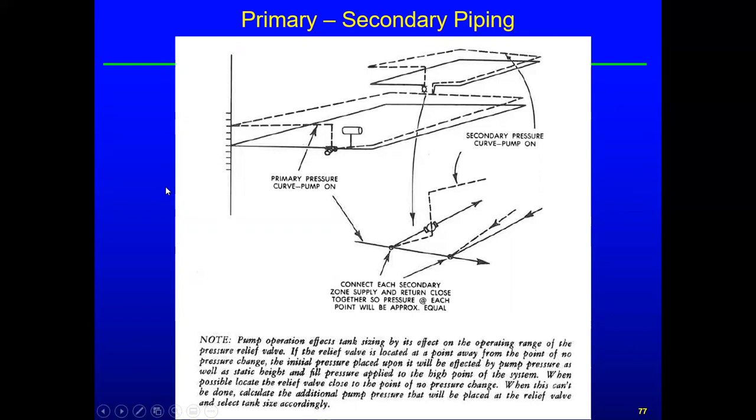If the relief valve is located at a point away from the point of no pressure change, the initial pressure placed upon it will be affected by pump pressure, as well as static height and fill pressure applied at the high point in the system. That just kind of regurgitates what we already know.